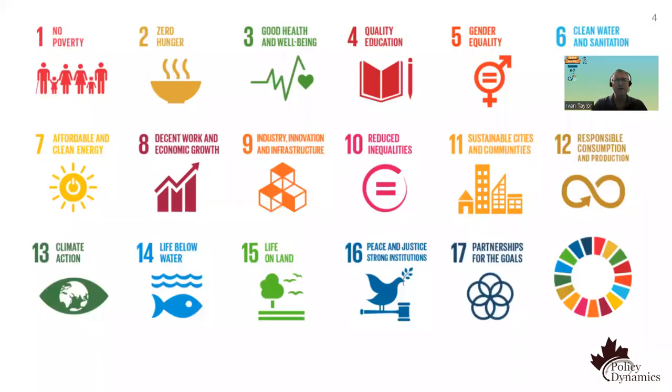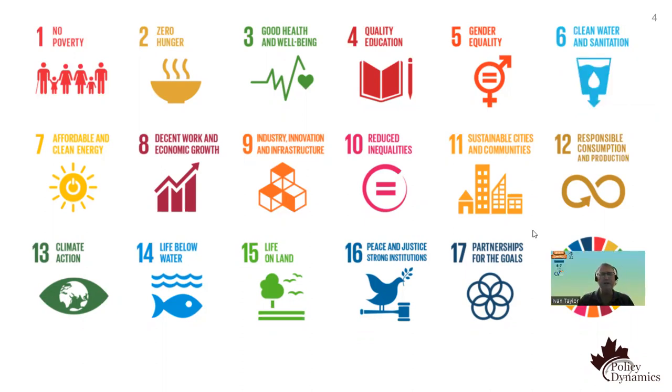There are 17 goals, as I said. The first goal is no poverty. The second goal is zero hunger. The third goal is good health and well-being. The fourth goal is quality education. The fifth goal is gender equality. The sixth goal is clean water and sanitation. The seventh goal is affordable and clean energy. The eighth goal is decent work and economic growth. The ninth goal is industry, innovation and infrastructure.